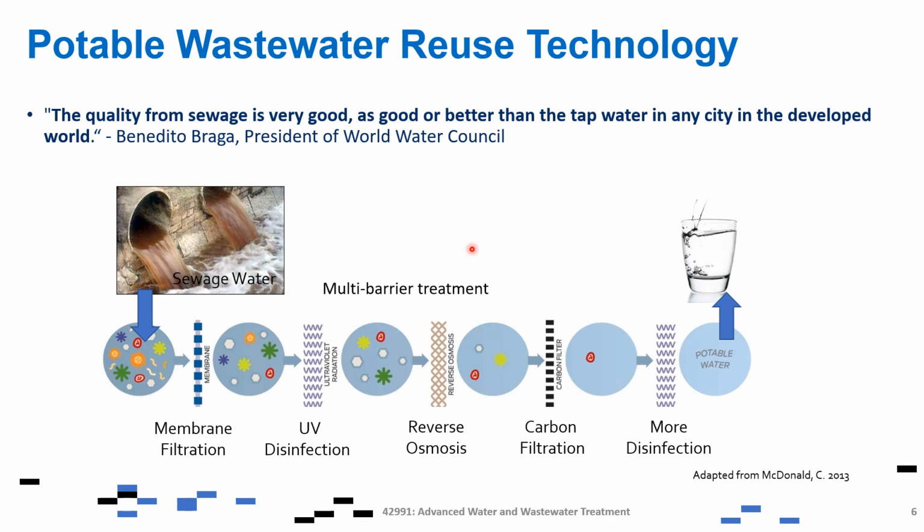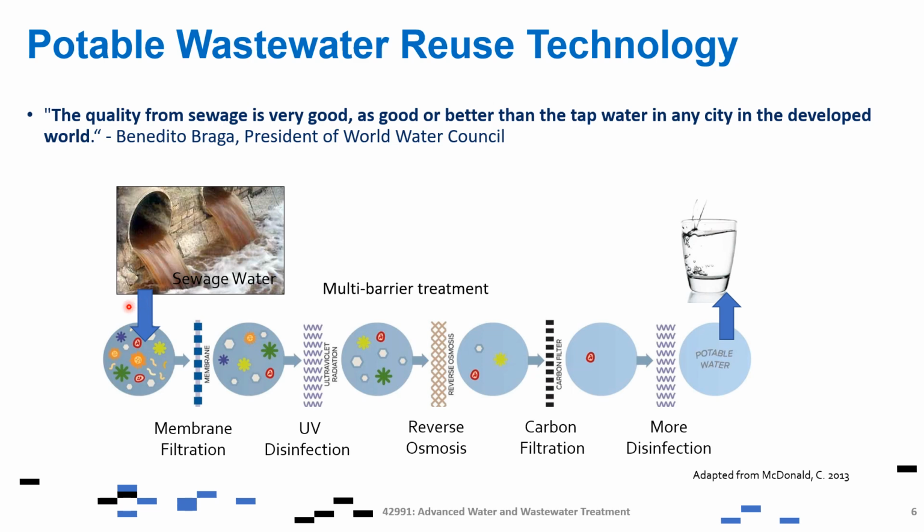One of the technologies used, especially for potable wastewater reuse, is a multi-barrier treatment system. The multi-barrier treatment system ensures that all the possible pollutants or contaminants inside the wastewater are treated, or not allowed to pass or be present in the produced potable water. So for example, if we have sewage water here, it has different barriers: barrier number 1, 2, 3, 4, and 5. So this is a multi-barrier system.